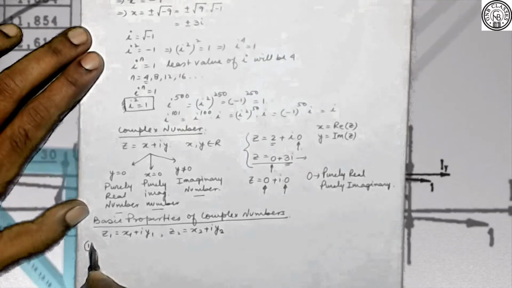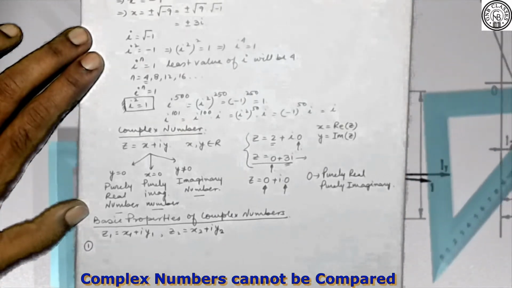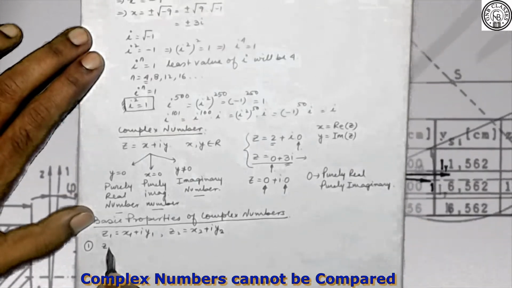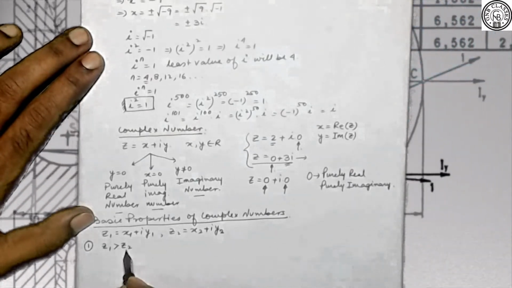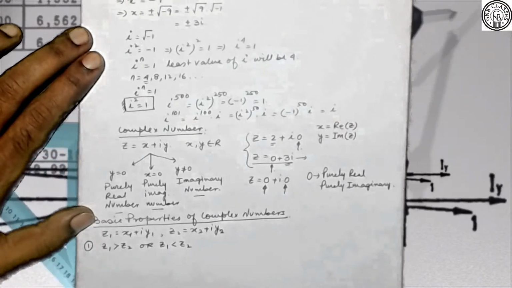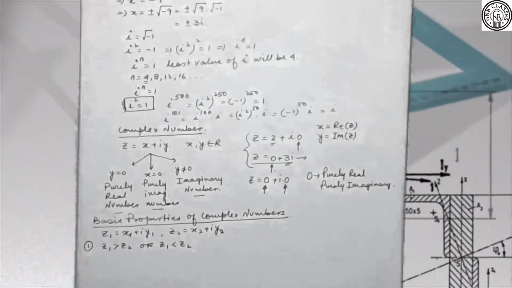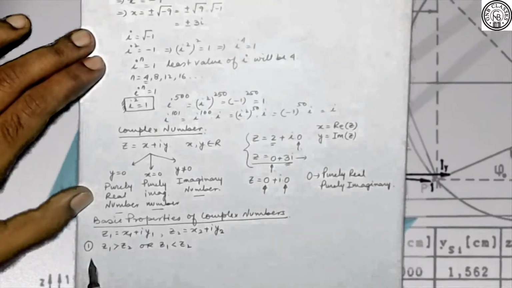First thing that you must remember is that complex numbers cannot be compared. That is, you cannot write Z1 is greater than Z2 or you cannot write Z1 is less than Z2. There cannot be any comparison between two complex numbers. Is it clear? This is the first property. Second one.